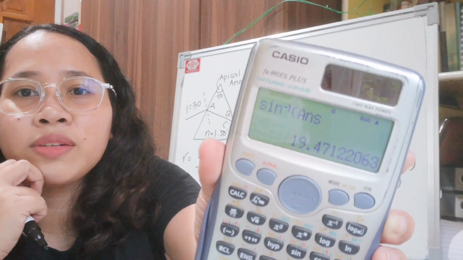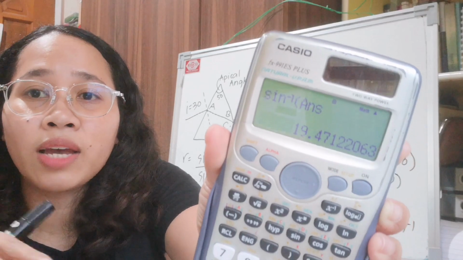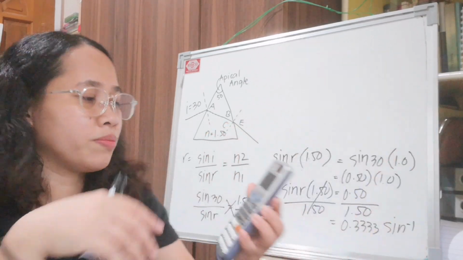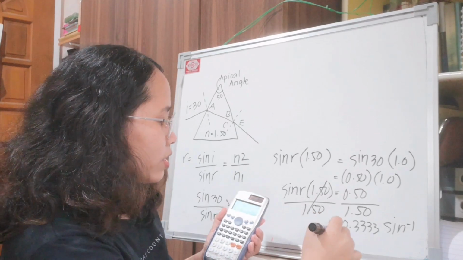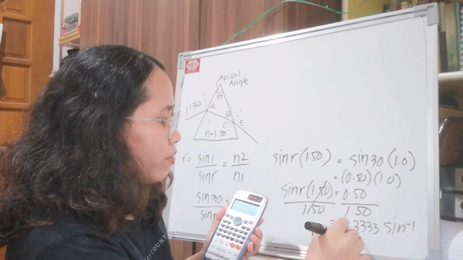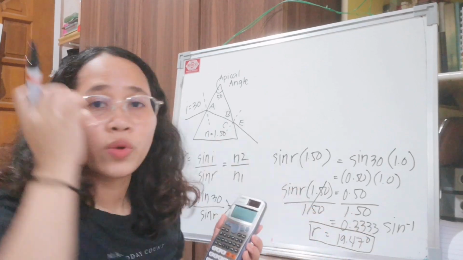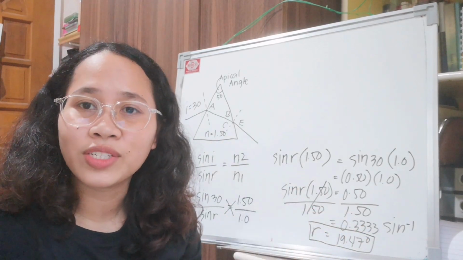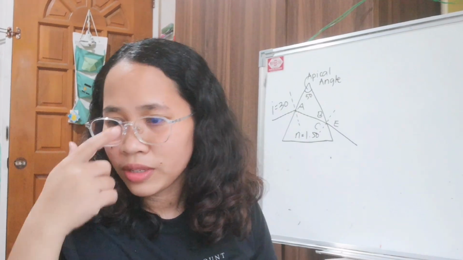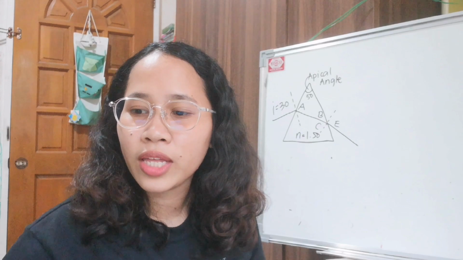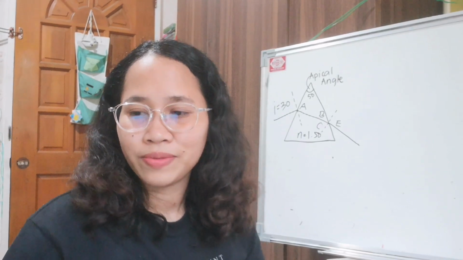So the answer is 19.471222063. This is the time we will round off. So the answer now for the angle of refraction is 19.47. I hope we have the same answers. So now we go to the next procedure. We will be going to get the A, B, C, and then the angle of emergence.